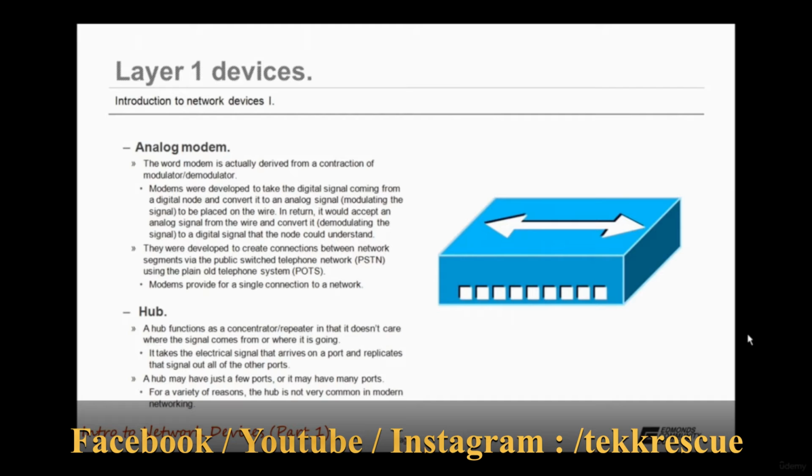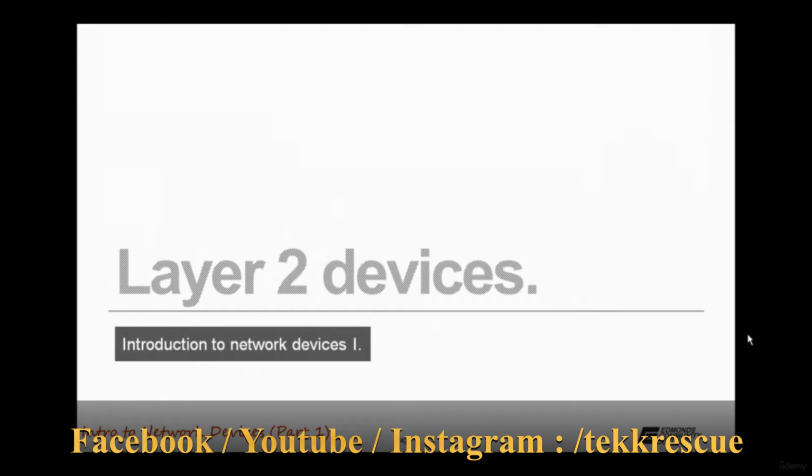Then there's the hub. A hub functions as a concentrator or repeater in that it doesn't care where the signal comes from or where the signal is going, kind of like the modem. It takes an electrical signal that arrives on a port and replicates that signal out all of its other ports. A hub may have just a few ports or it may have many ports. And for a variety of reasons, the hub is not very common anymore in the modern network. So now let's move on to Layer 2 devices.